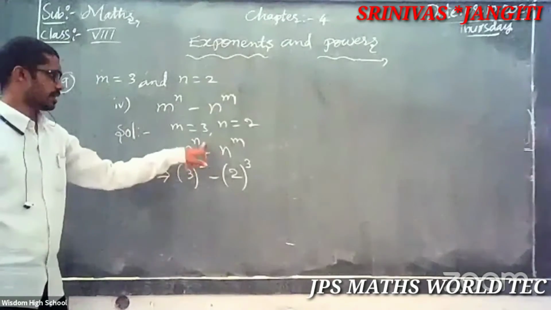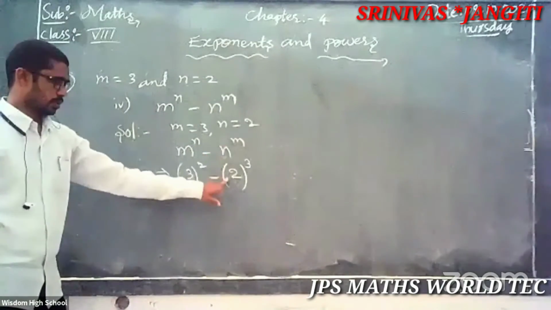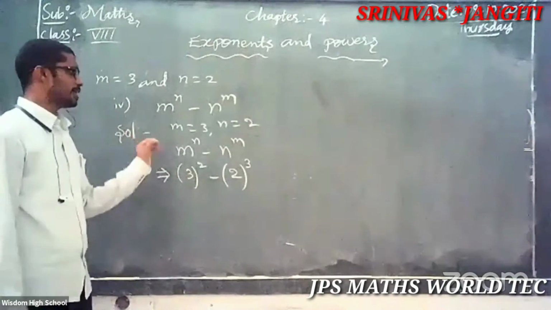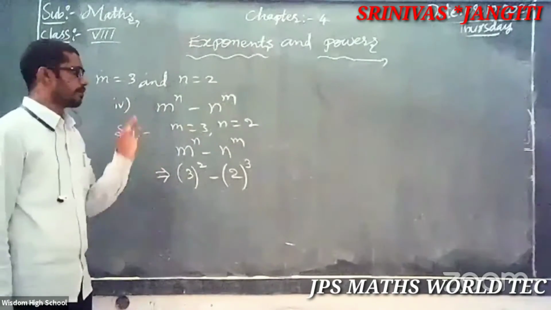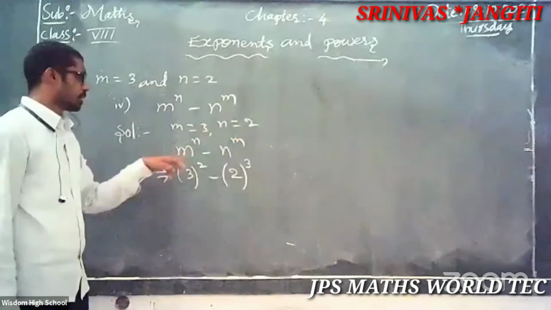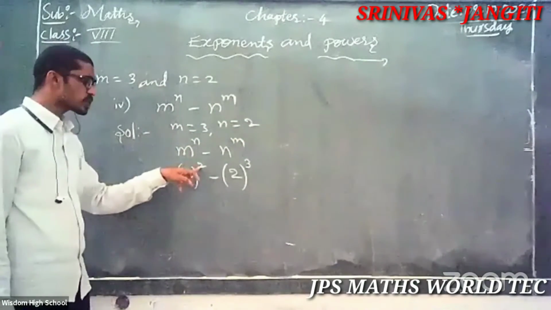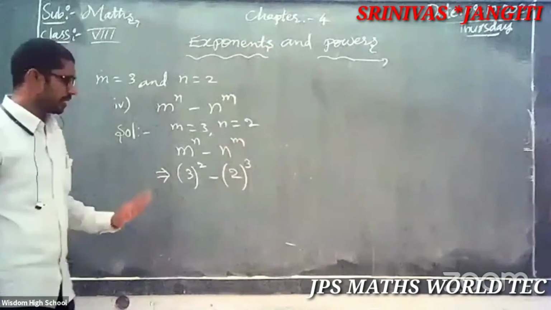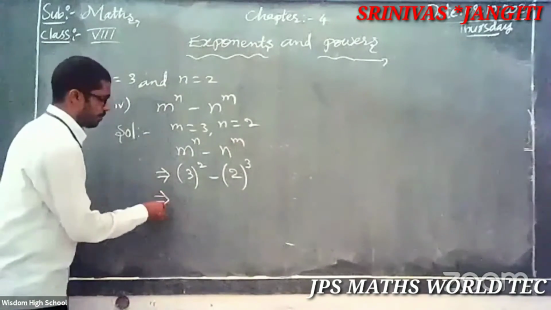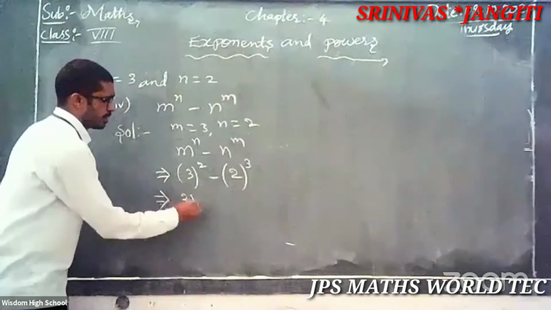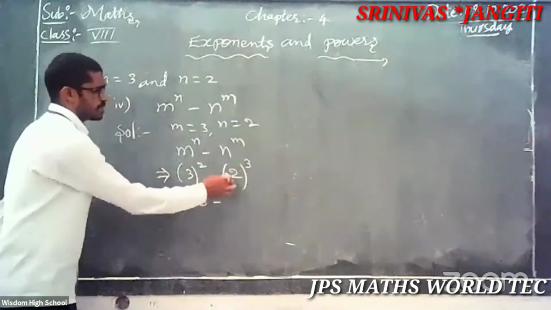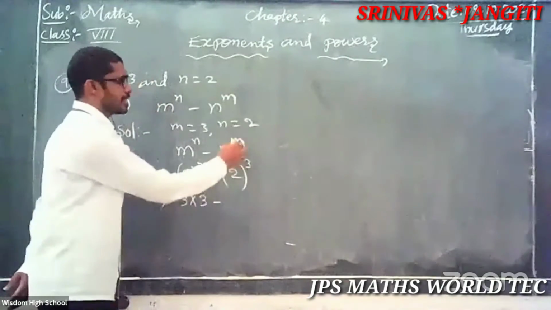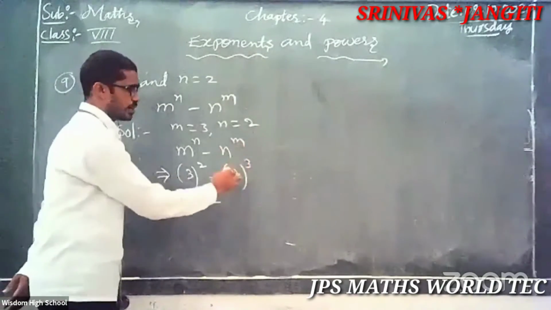3. Where is the n? 2. N is 2, m is 3. What is the substitute? You understood that? Simple. Where is the m? The replace is 3. Where is the n? The replace is 2. That's why what is here? 3 square minus 2 cube. Is it clear? Then after, what is that? That implies 3 square means 3 into 3, minus 2 cube. What is this? 2 cube.